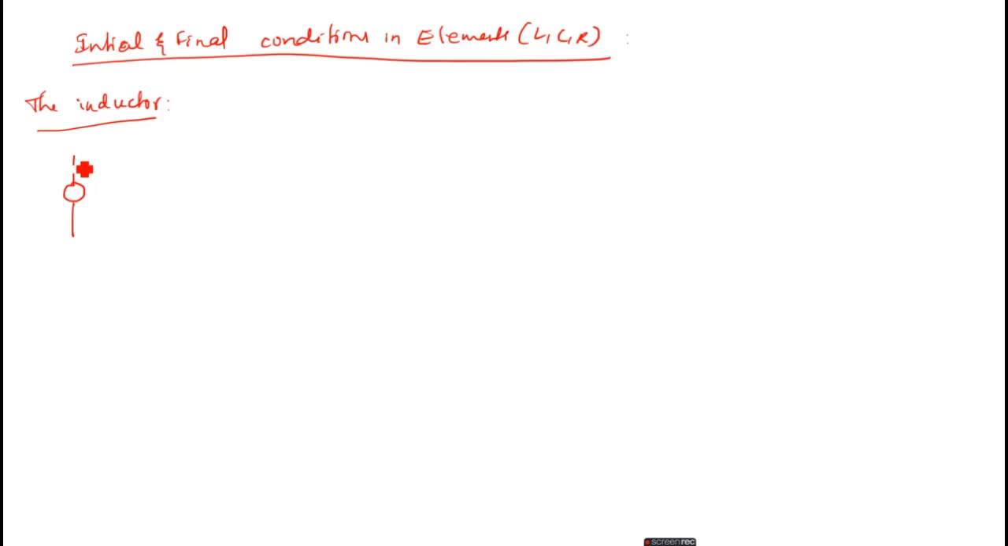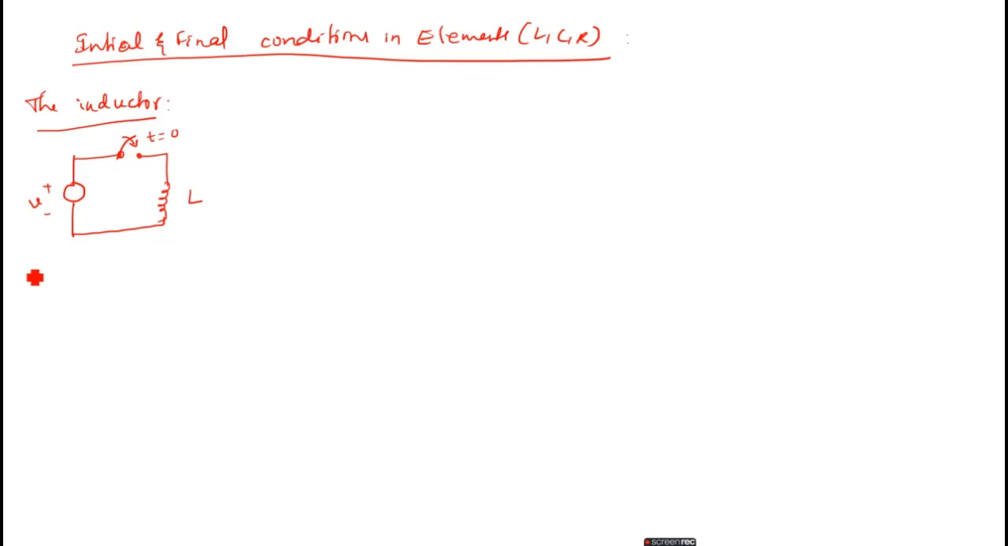A voltage source is connected to an inductor, and the switch is represented in this fashion. It is at t equals 0. It is with the voltage V and an inductor L. All right.